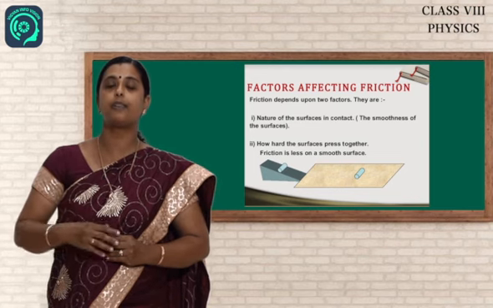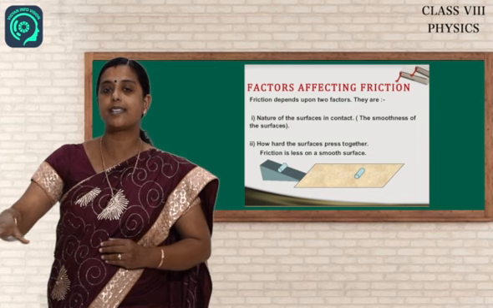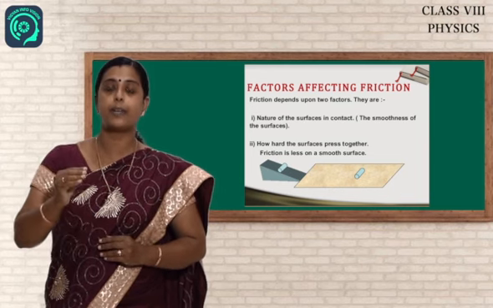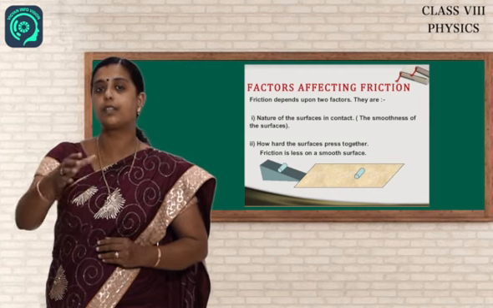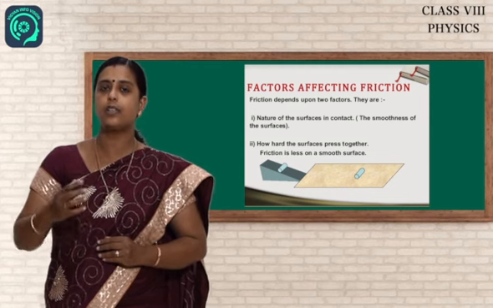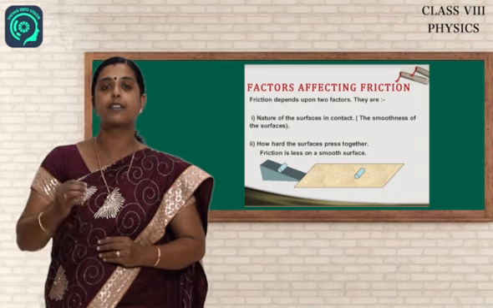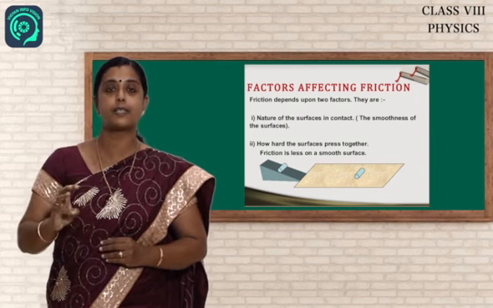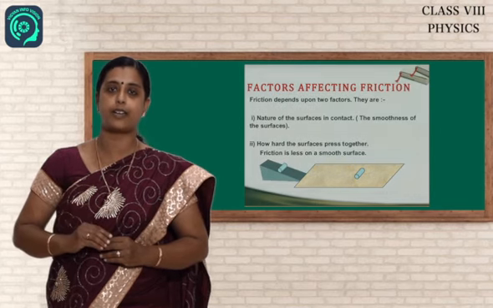And the same thing if you do it with sand. If you spread sand on the table, it will move a lesser distance. It will move comparatively more distance on a smooth surface. So here also we understand the fact that friction depends upon the smoothness or the roughness of the surface. Friction depends upon the nature of surfaces in contact.